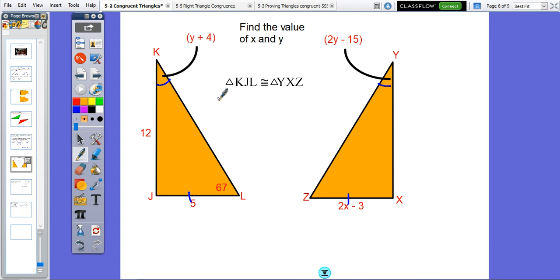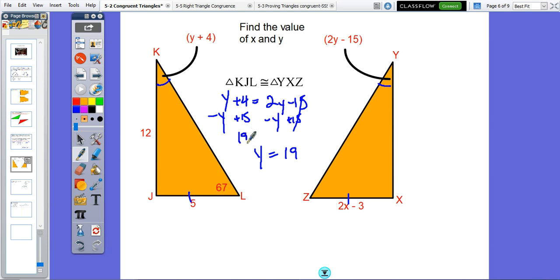So for the angles, since they match up, we can say Y plus 4 equals 2Y minus 15. When you go to solve it, you end up having Y equals 19, because we add 15, that goes away, and then minus Y.